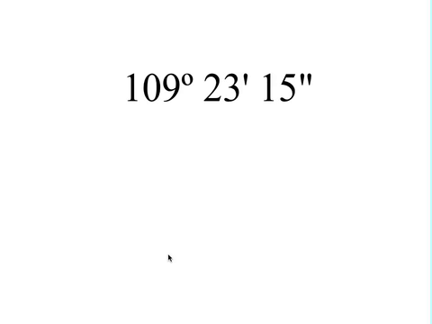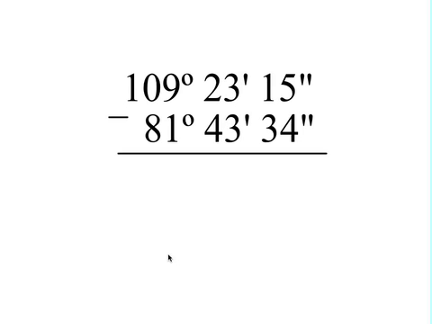And that could lead to a measurement like this. We had an earlier measurement of 109 degrees, but if we had more precise tools, perhaps it would be 109 degrees, 23 minutes, and 15 seconds. And then perhaps we would have another angle, 81 degrees, 43 minutes, 34 seconds, and we might want to subtract those two angles, find their difference.